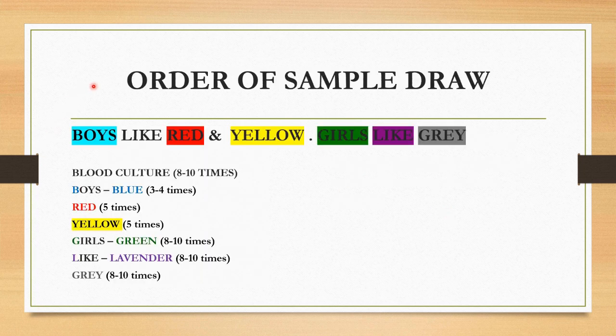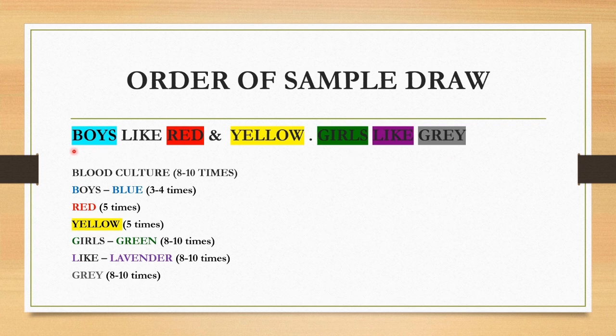Here we can see the order of sample draw. If your doctor advises you to send only one sample, then you can directly take the sample and send it for investigation. In case he ordered multiple samples, then you have to follow this order. Here is an acronym just to remember the sequence. Boys like red and yellow, girls like gray.